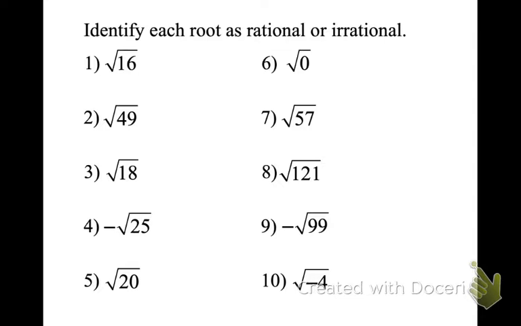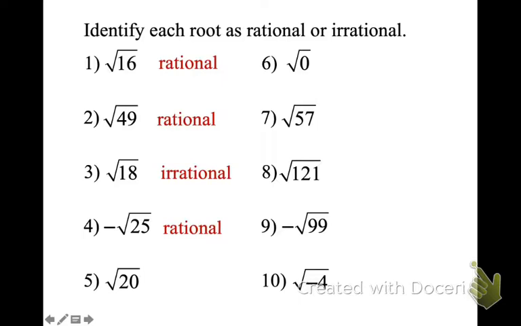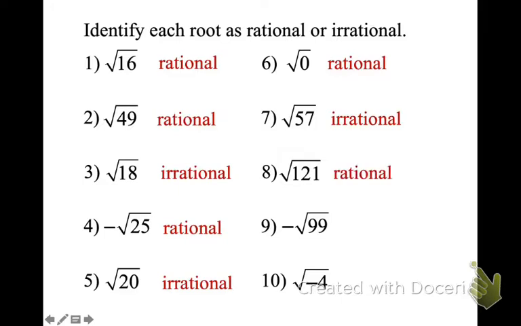So number 1 would be a rational root. Number 2 would be a rational root. Number 3 is irrational. Number 4 is rational. Number 5 is irrational. Number 6 is rational. 0 is a perfect square. Number 7 is irrational. Number 8 is rational. Number 9 is irrational. And number 10 is what we would call not a real number because it's not part of the real number system. The square root of negatives are part of the imaginary system.